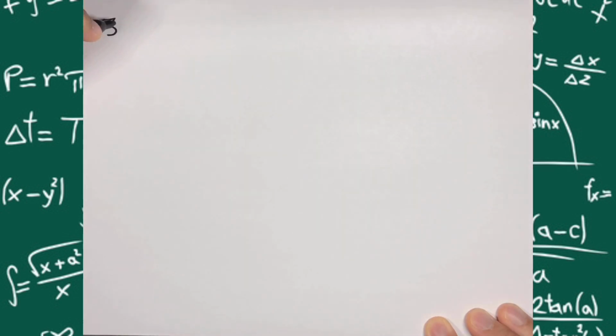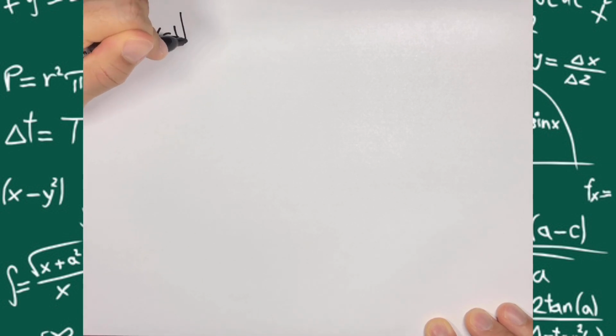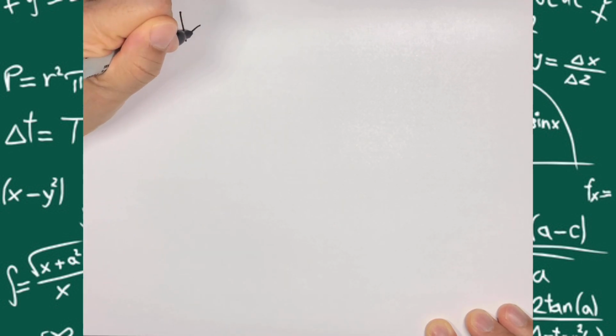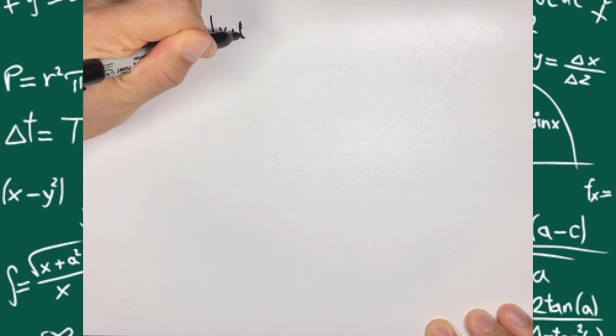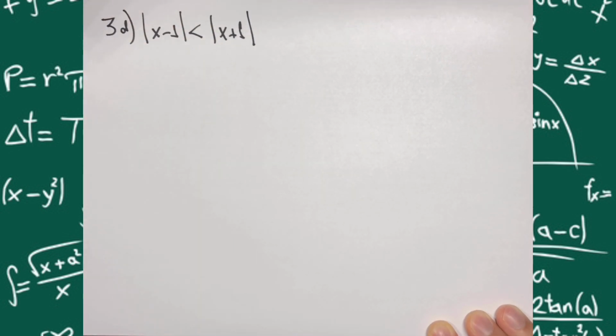Today we're going to do a more difficult exercise. We started with a couple of easy ones, got ourselves warmed up, so now we're gonna up the ante a little bit and we're gonna do absolute value of x minus 1 less than absolute value of x plus 1.